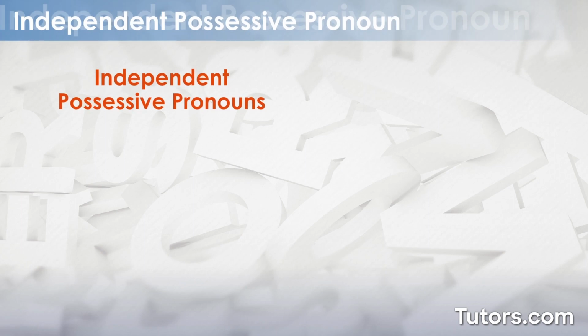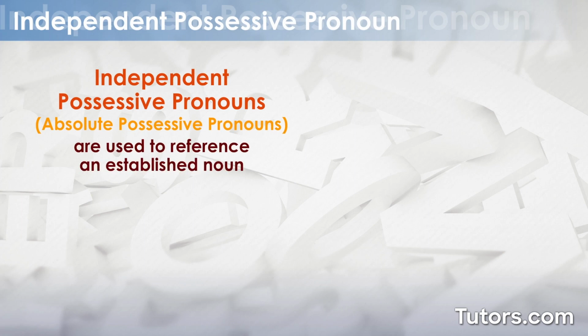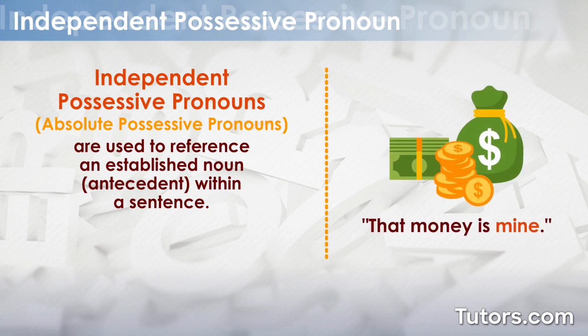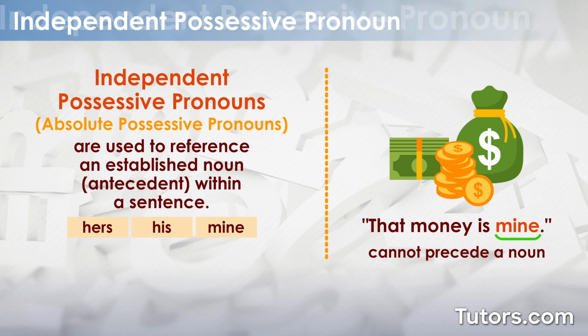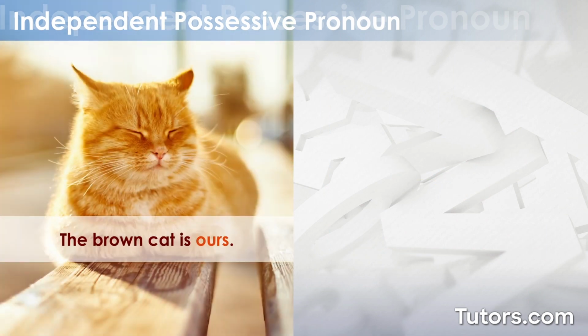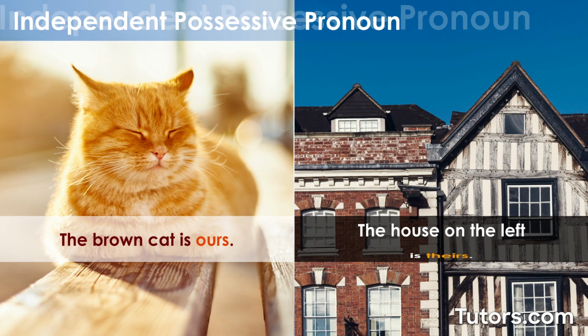Independent possessive pronouns, also known as absolute possessive pronouns, are used to reference an established noun, antecedent, within a sentence. Since they reference an already identified noun, independent possessive pronouns typically are positioned toward the end of a sentence or clause. These pronouns cannot precede a noun. Independent possessive pronouns are hers, his, mine, theirs, yours, and ours. For example, the brown cat is ours. The house on the left is theirs.